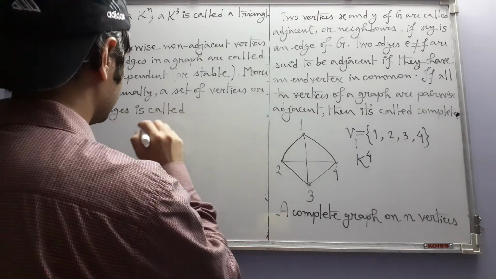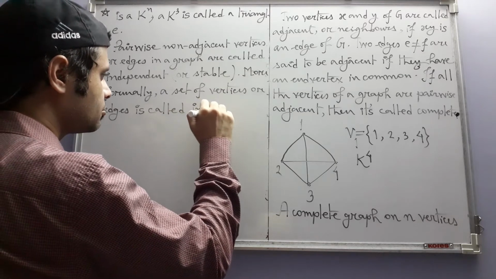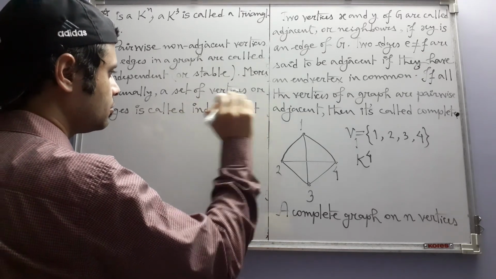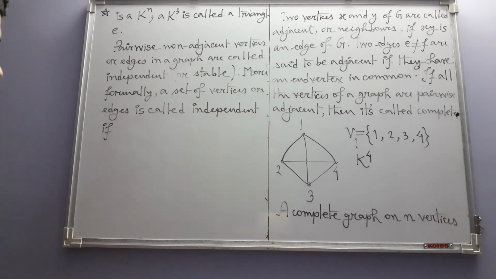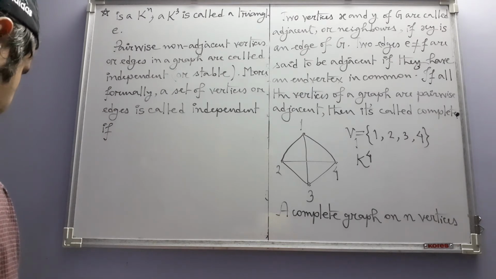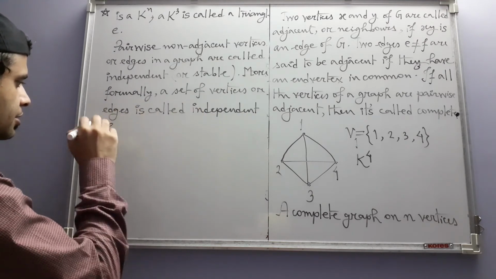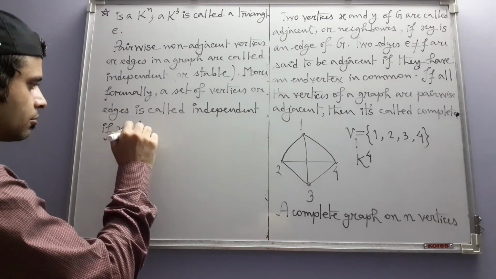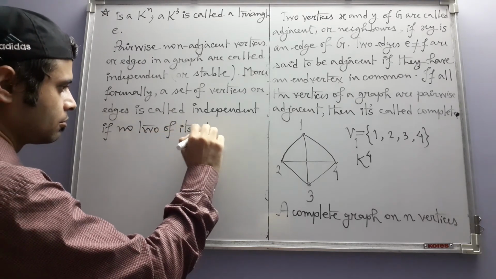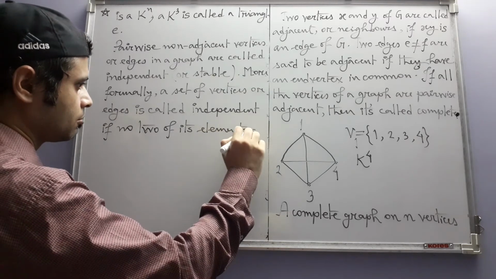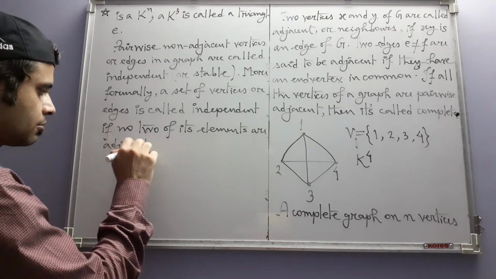A set of vertices or edges is called independent if that same condition holds, if no 2 of its elements are adjacent. Independent or stable if no 2 of its elements are adjacent.